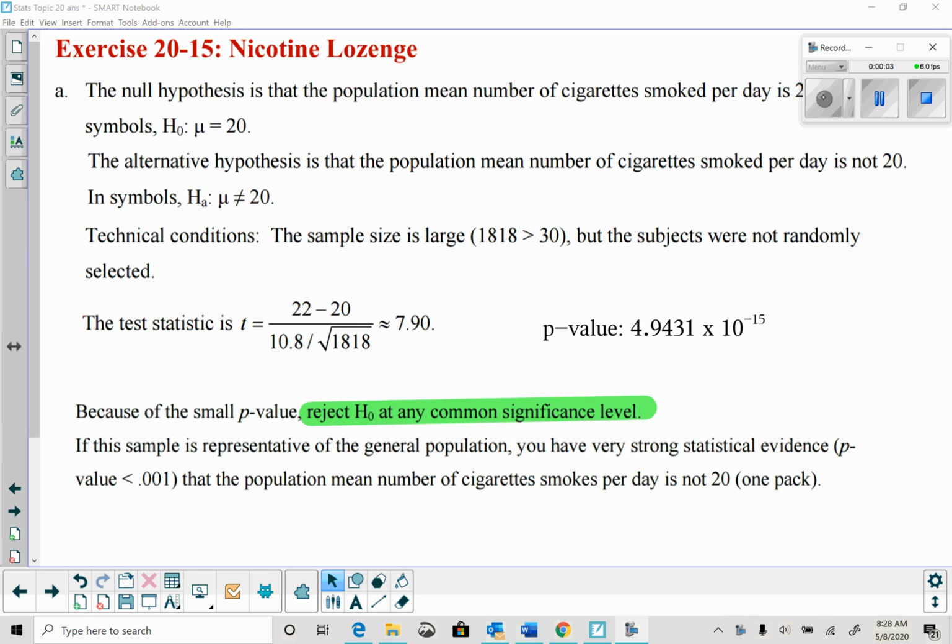Hi there, stats students. Before you take the quiz from topic 20, a few of you had some questions, so let's start with number 15.